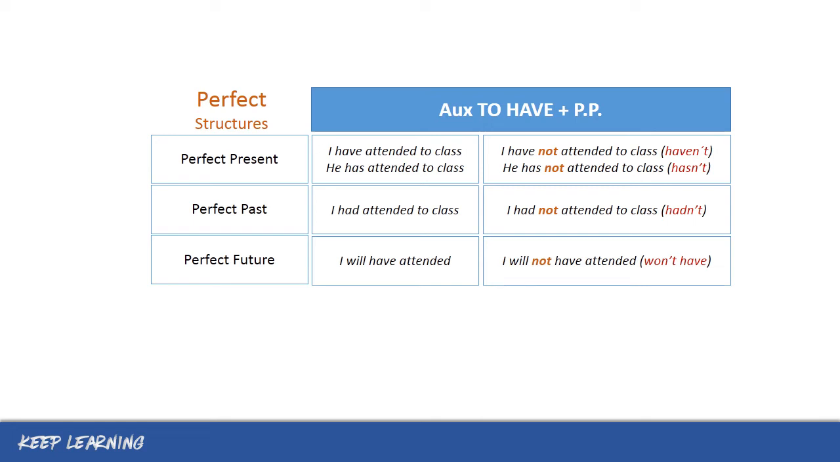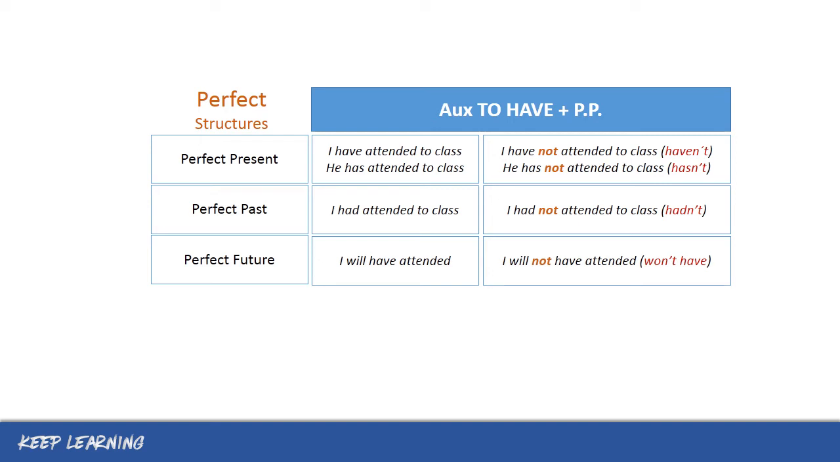Negative form, I have not attended to class, or I haven't, or he has not attended to class, he hasn't, in the short form. When you say I haven't, you're saying yo no he. Do not confuse I haven't with I don't have, because I don't have is yo no tengo, right? So I don't have is different than I haven't. It's different from I haven't. Not the same. Don't confuse it.